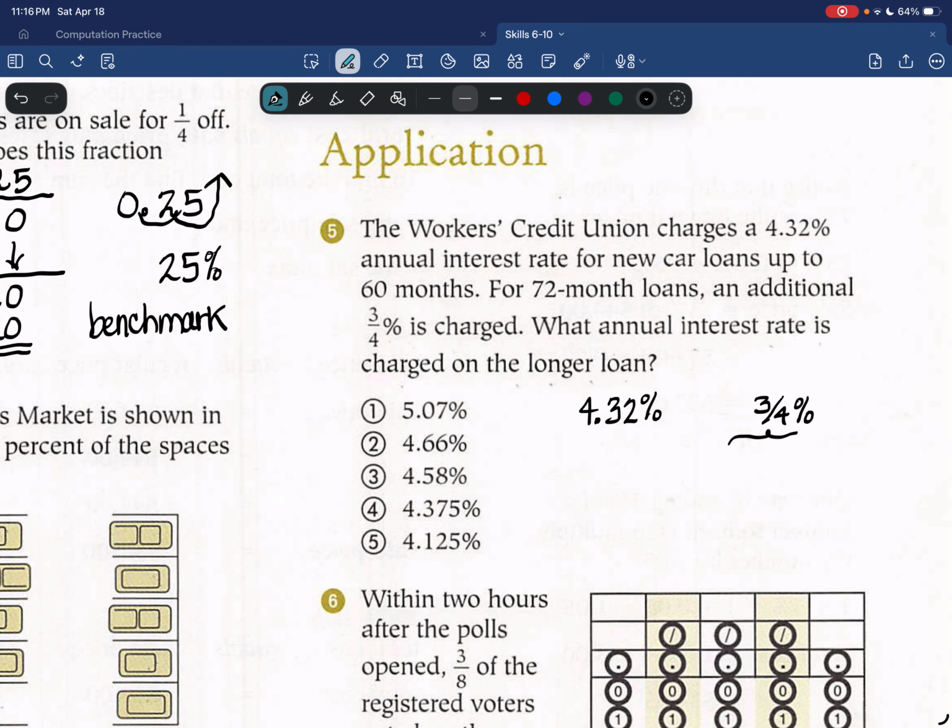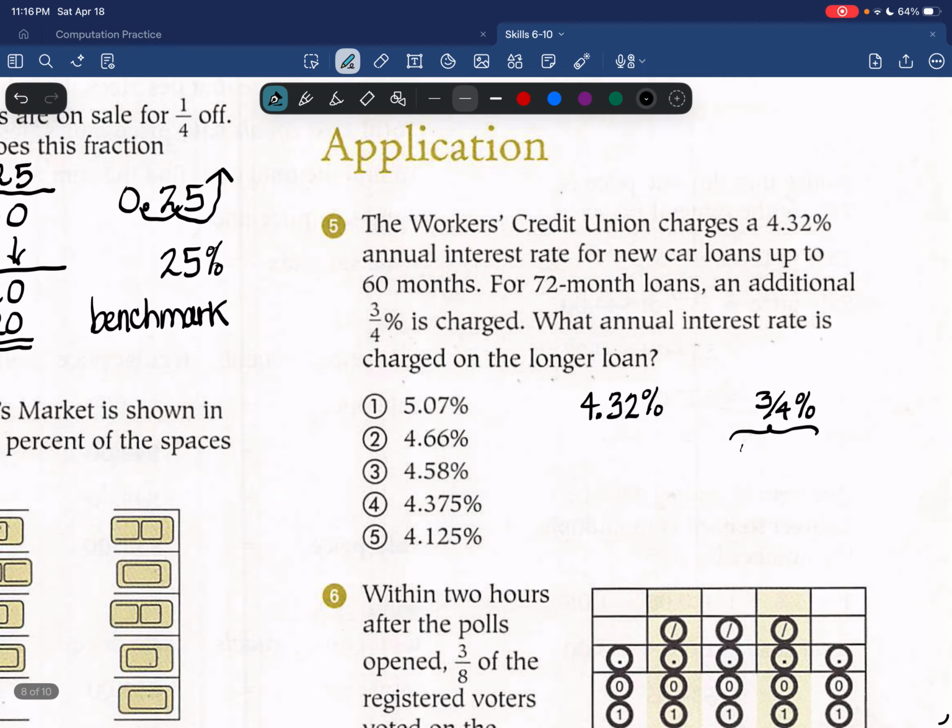I'm going to convert this because it's a benchmark. I know that that is 0.75%. And I know that because I know that this fraction and this decimal are the same amount. And then I need to add that 0.75% to that initial percent, and I'll get a percent. I'm liking 5.07 or option 1.